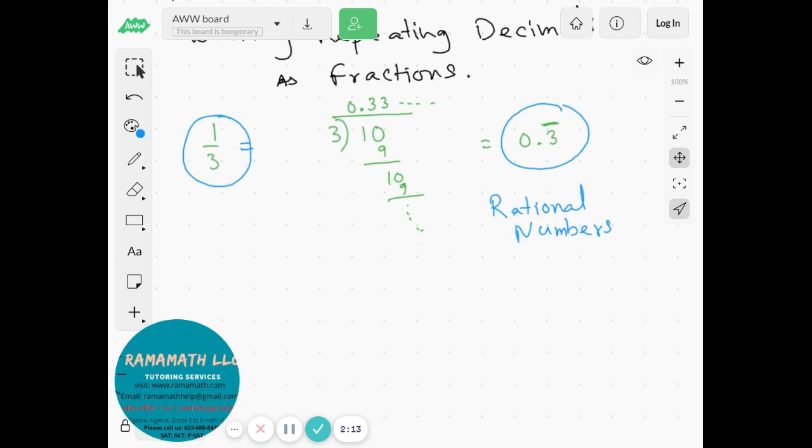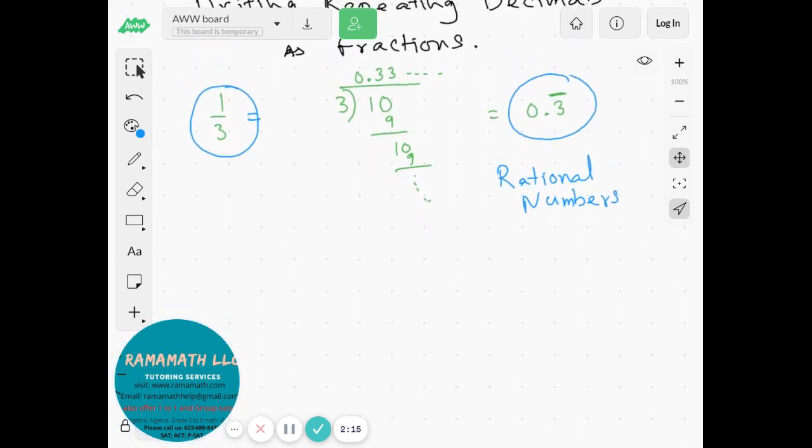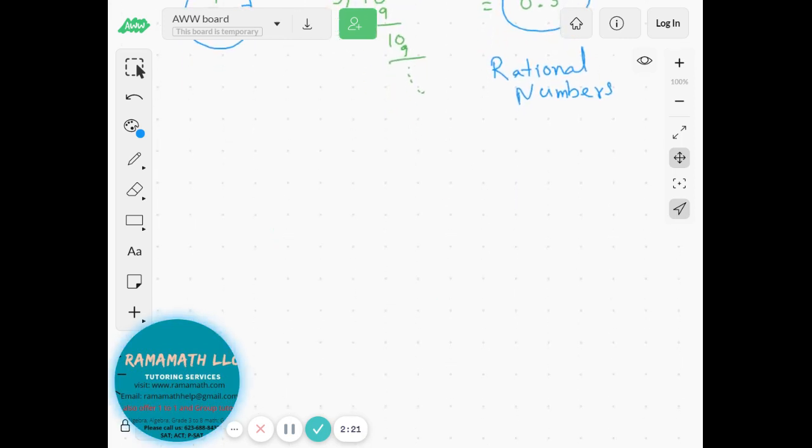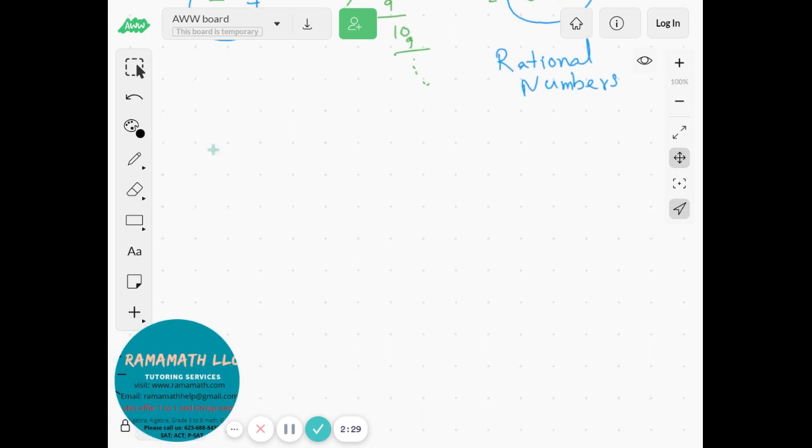Okay, so let's move on a little bit. Now, this number is good to go. I got the answer. But what if a number is like this? What if the number is 0.27 repeating? So we have 0.27 repeating, and let's say we want to convert it into a fraction.